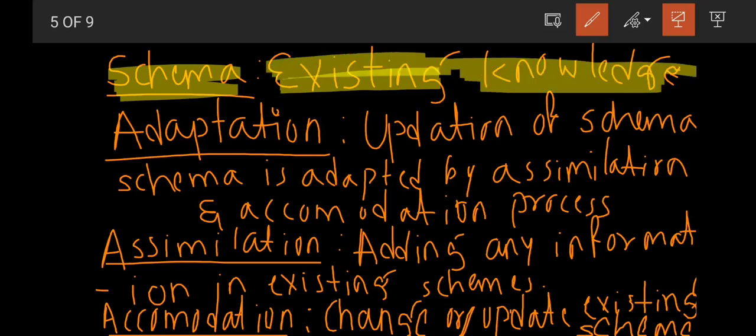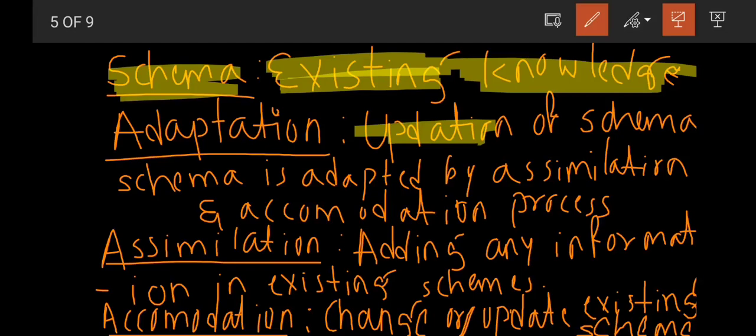So in adaptation, what we do is update the schema. Suppose the existing knowledge in the schema is that birds can fly. Now the child has a schema that birds can fly. Adaptation is the updating of the schema. Here the child will see an aeroplane, and the aeroplane is also flying.